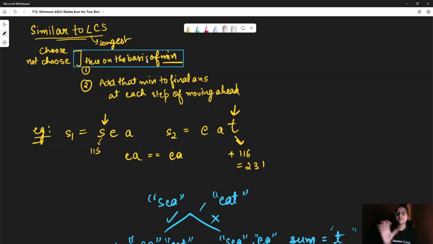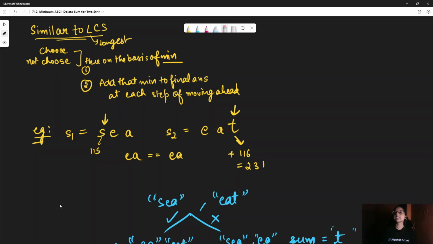Here, on the basis of minimum, because at the end we are required to find the minimum sum, right? And there we were checking for the longest common subsequence. So we were going ahead with selecting the maximum out of both of the choices at every stage. But here we would be taking the minimum out of both of the choices. Presently I am just building up the context, then with the example I will show you what all these things mean. And the second thing which we are required to do is add that minimum to the final answer at each step of moving ahead.